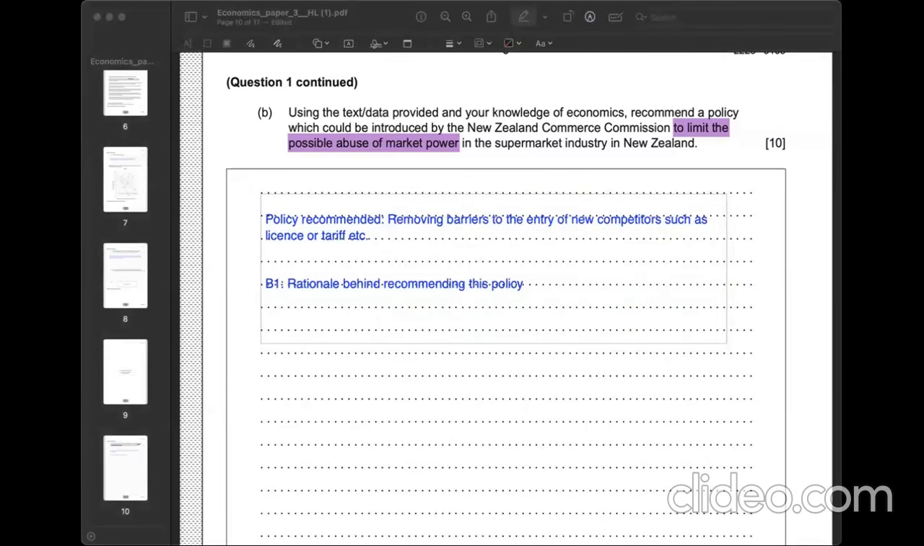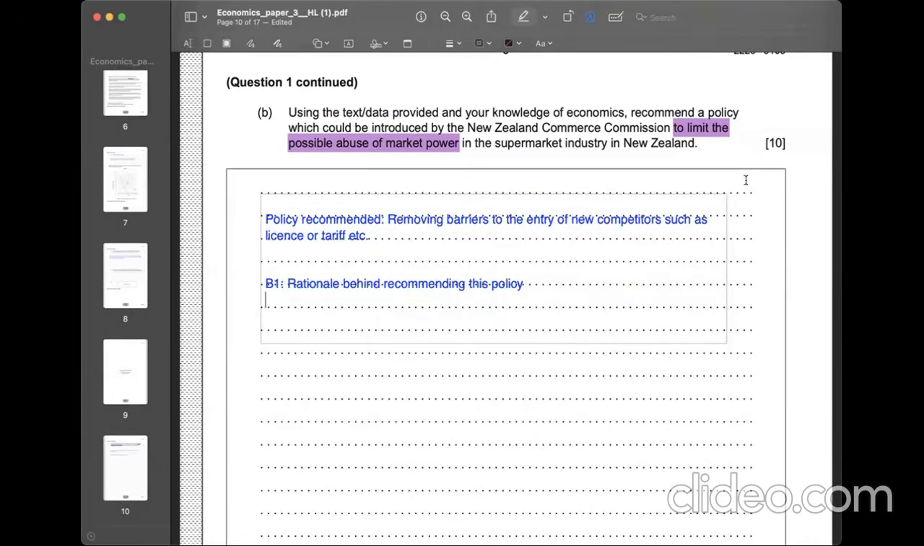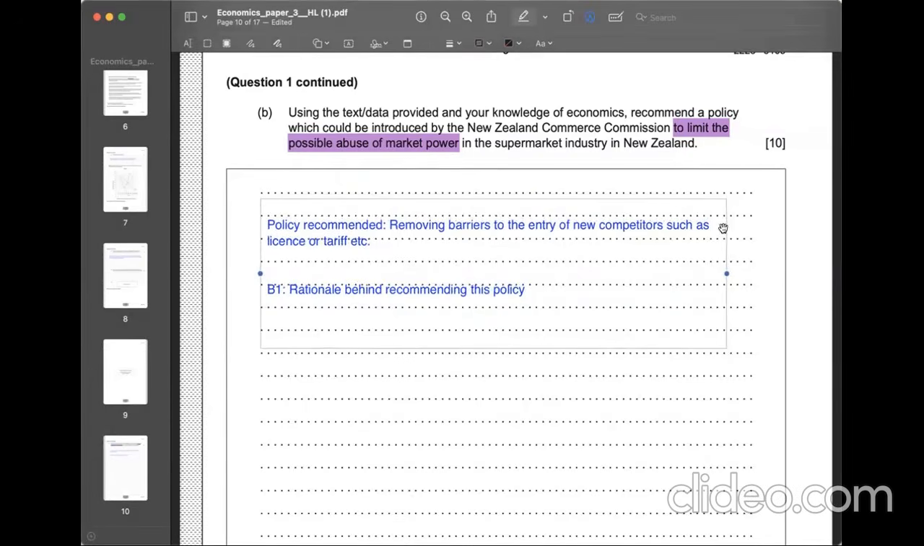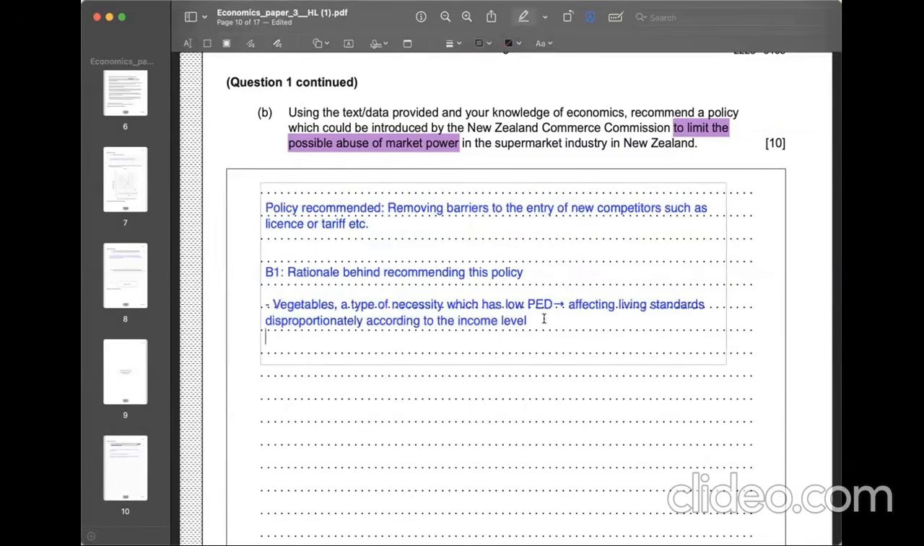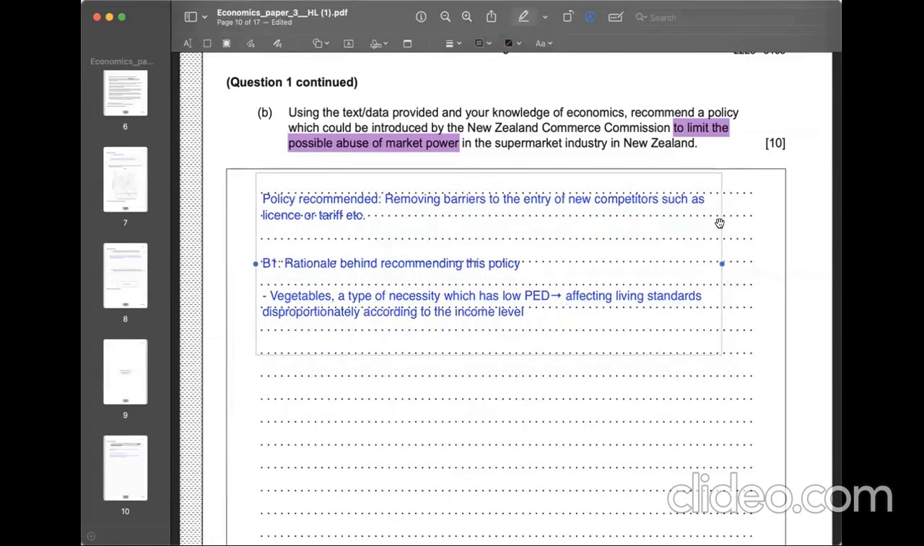And then I'm going to bring all my evidence from the given information from the previous content. First of all, I want to say you really need to make the market more competitive so that the price would go down, since vegetables are definitely really important, necessary goods. So it has quite low PED, which means it's going to directly affect living standards disproportionately for New Zealand consumers if prices are continuously increasing.